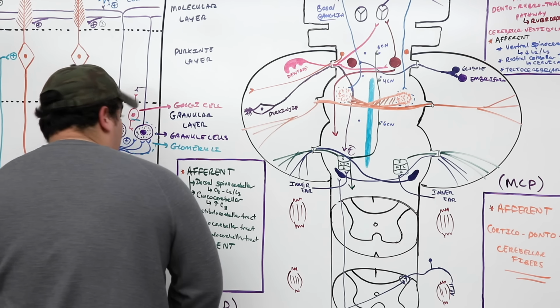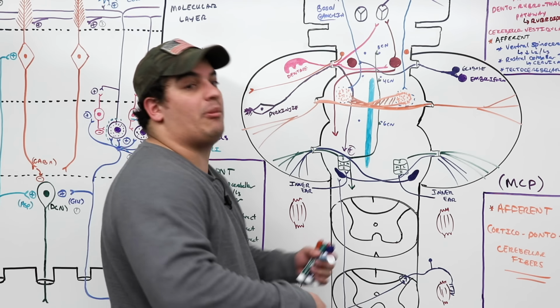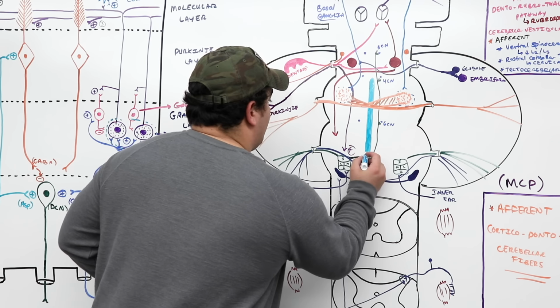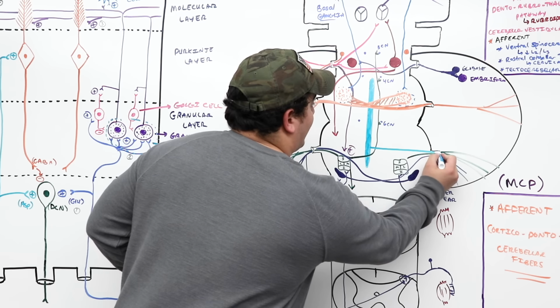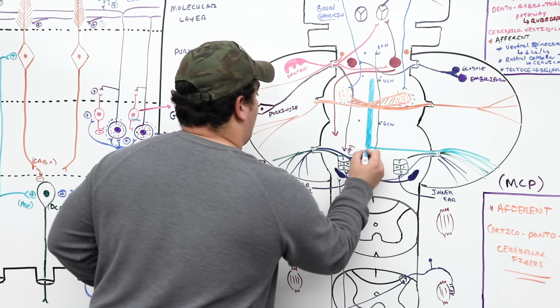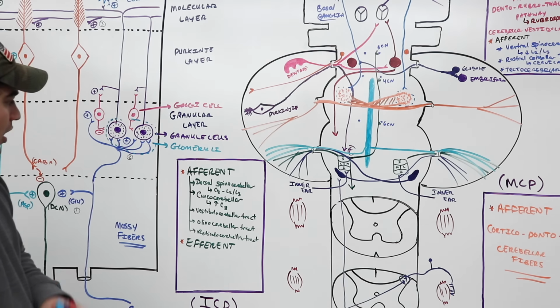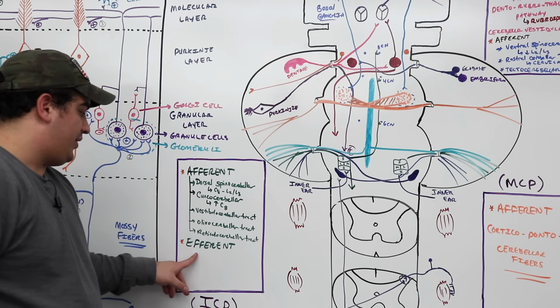And the last one is the reticulocerebellar. The reticulocerebellar is important because it's receiving information about all of our sensory information throughout the entire body. And it's going to be taking that and sending that into the cerebellum, letting it know of what's going on in the body. Okay?